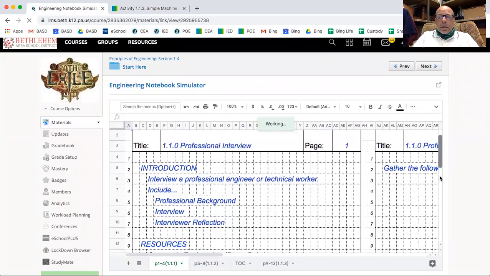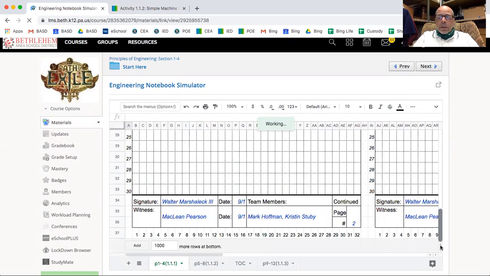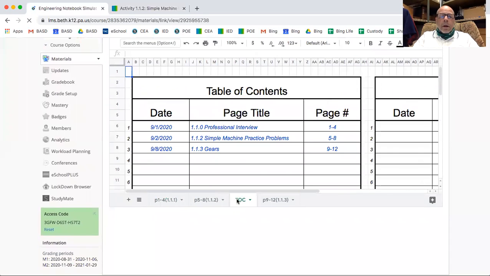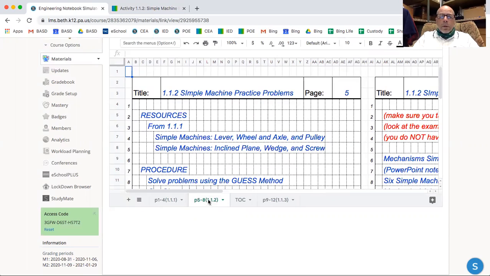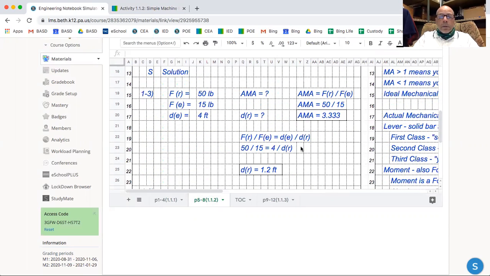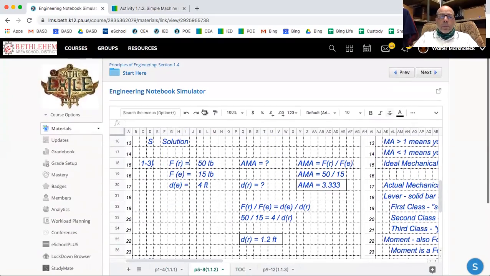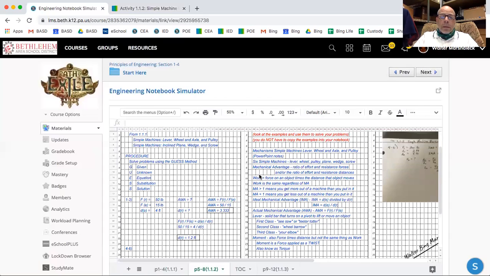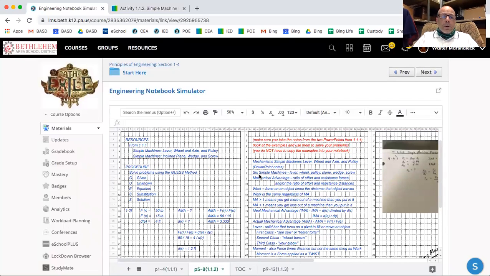And so this is just a sheet that I made, which looks like an engineering notebook, and it has a table of contents. And I have my table of contents entry. Of course, you have to have those as well. And then there is this 1.1.2, the simple machine problems. This is what that looks like. Here's what my solution to the problem looks like, which I probably did with some of you in class. So this is a notebook entry for 1.1.2.